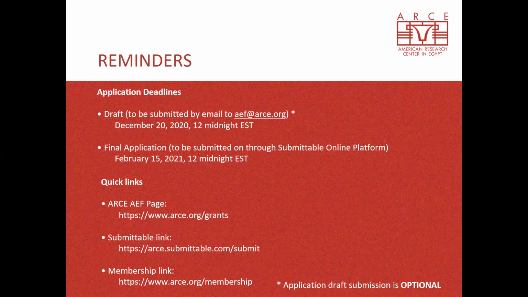But we do give applicants the option of emailing drafts if they would like earlier feedback or to make sure their application meets the guidelines or requirements. So it's your choice. Final application is to be submitted through Submittable online platform that we just ran through. And the deadline for this is February 15th, 2021, 12 midnight Eastern Standard Time. Applications won't be accepted if they're emailed for the final application. So February 15th, you cannot email your final application. You have to submit it on the platform correctly.